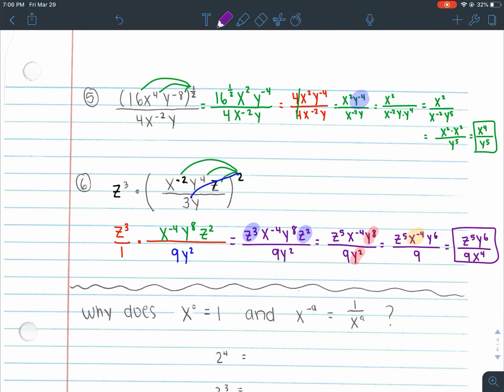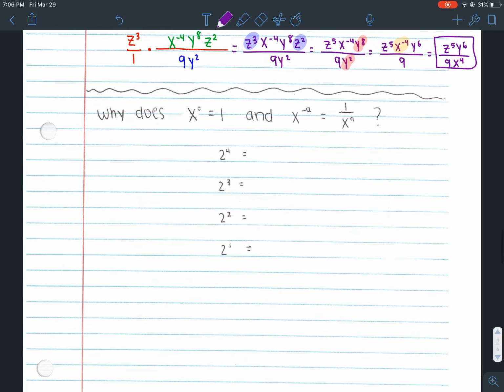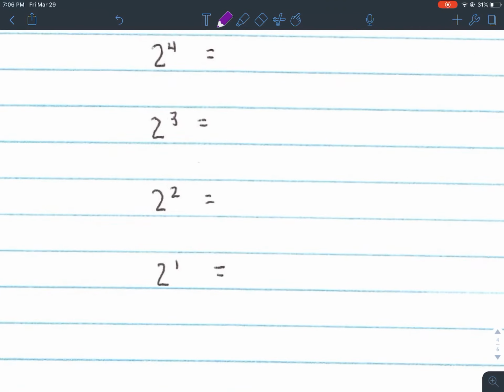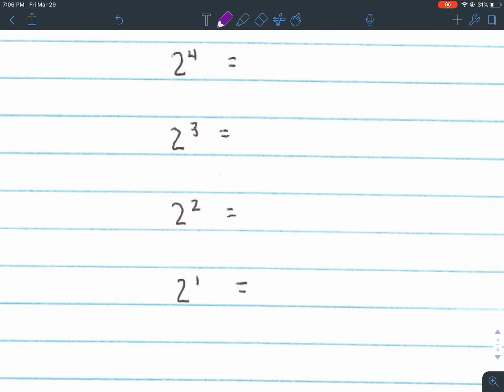Now, these two require some work. It's not really possible for you to do it at this level all in your head. Okay? So I do need to see some work on these. You can take as many steps as you need. There's no rush, honestly. Alright, and then last, why does x to the 0 equal 1? And why does x to the negative exponent equal 1 over x to that exponent? Well, let's do some experimenting here, or let's do some discovery work.